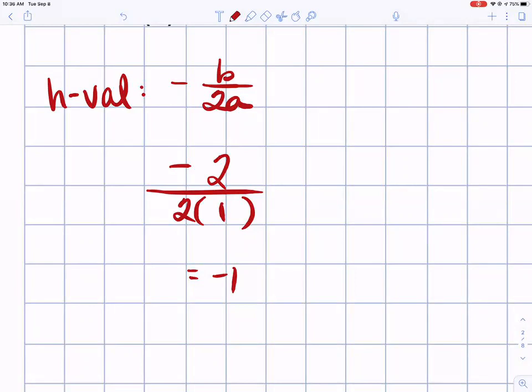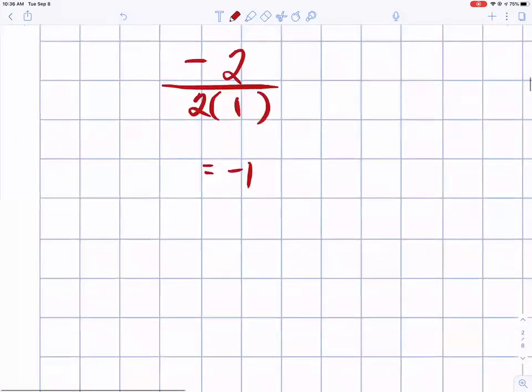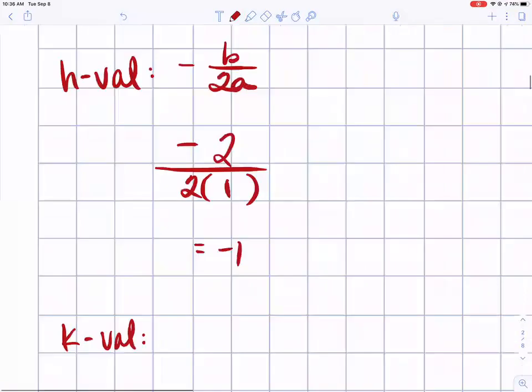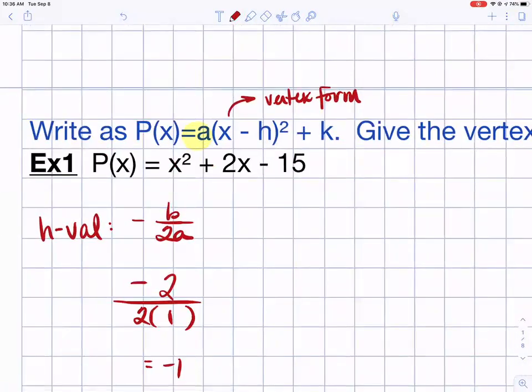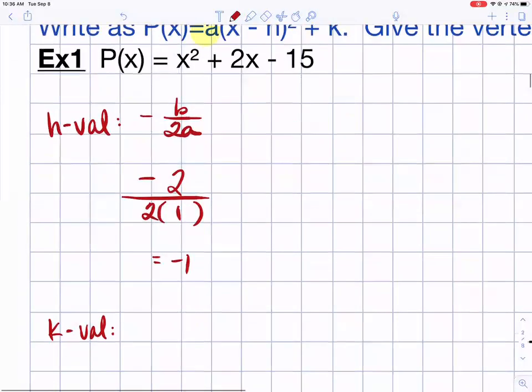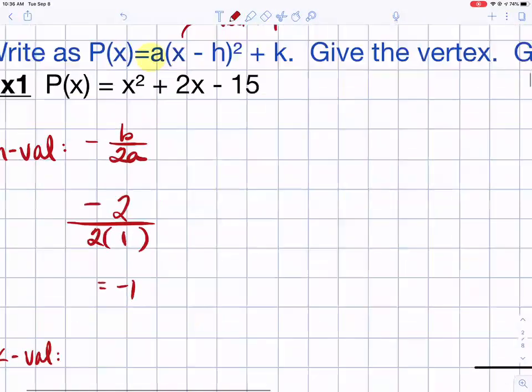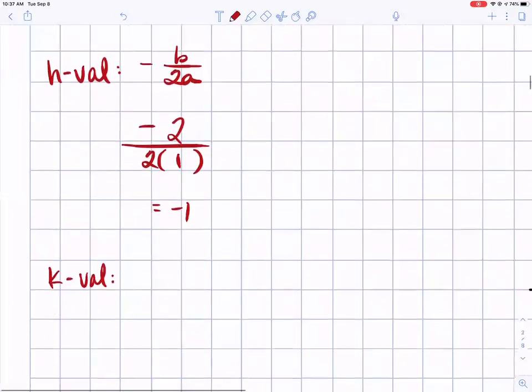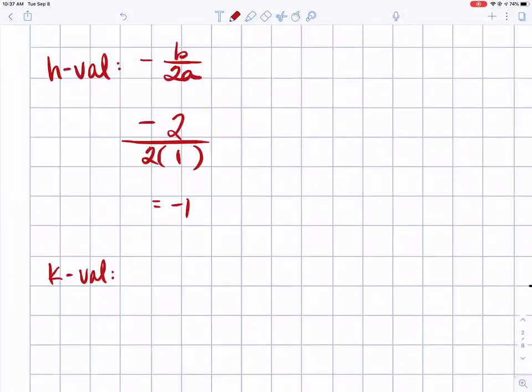Now go back to your notes. How did it tell you to find k? It said plug and chug. Yeah, come on, think about it. My vertex is always going to occur at (h, k). The h is the x piece. If I know x, how do I find y? Plug and chug. So I found the x piece of the vertex. Let's go find the y piece of the vertex by plugging and chugging.